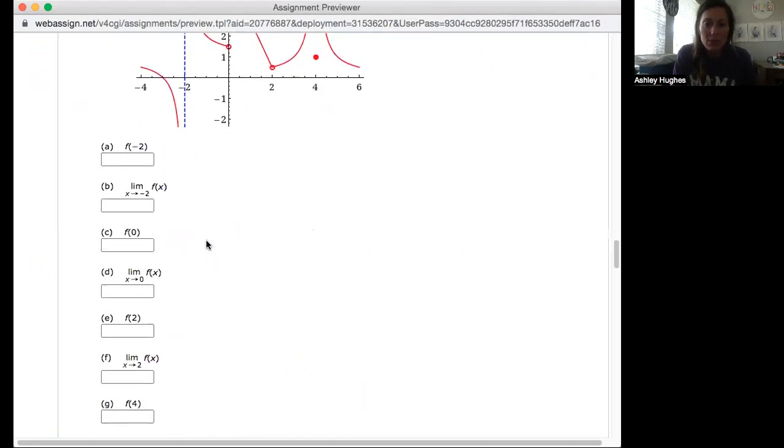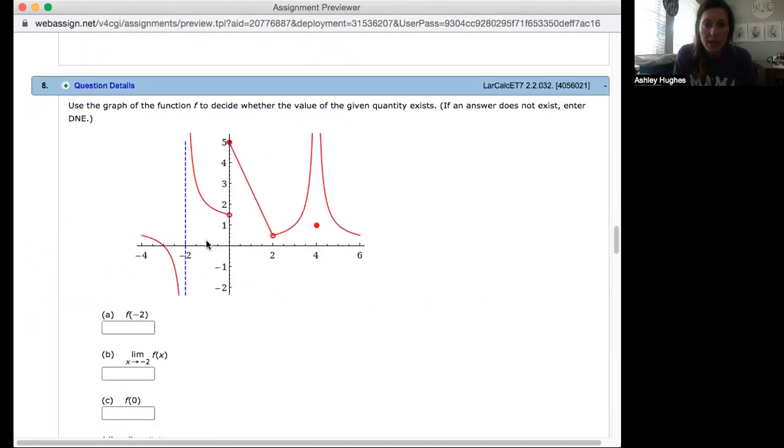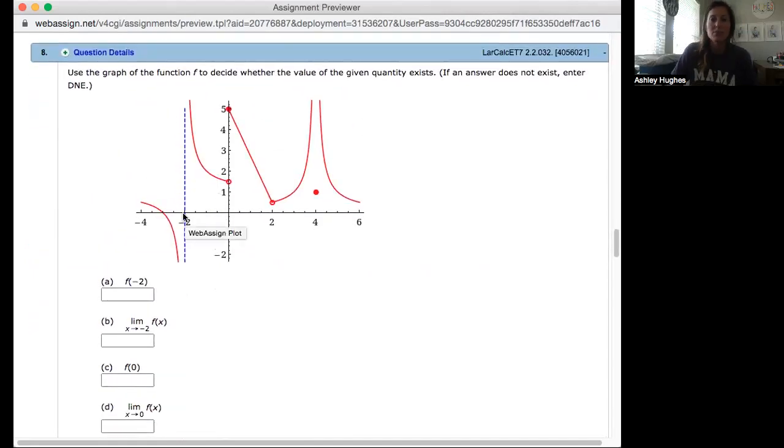We have another graph with similar ideas here. So what is f of negative 2? There is no dot at negative 2, so f of negative 2 doesn't exist. But the limit as x goes to negative 2 also doesn't exist because we're going to positive and negative infinity. F of 0, again, when you're finding the value of the function, f of 0 means the closed circle, so that would be 5. Whereas the limit is what you're approaching, but in this case I'm approaching 2 different things. There's a jump, so the limit doesn't exist.